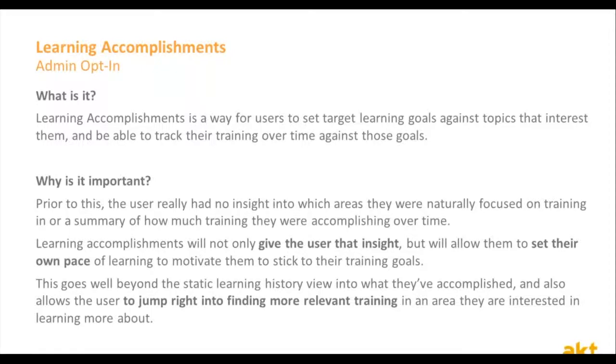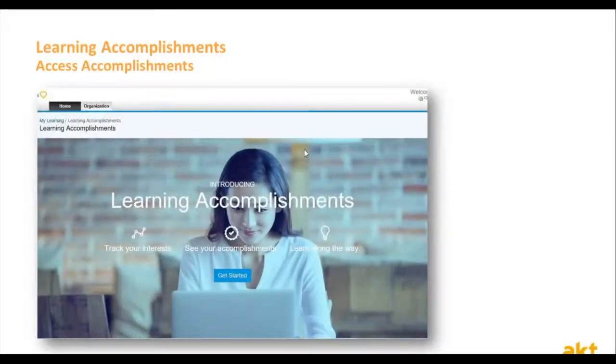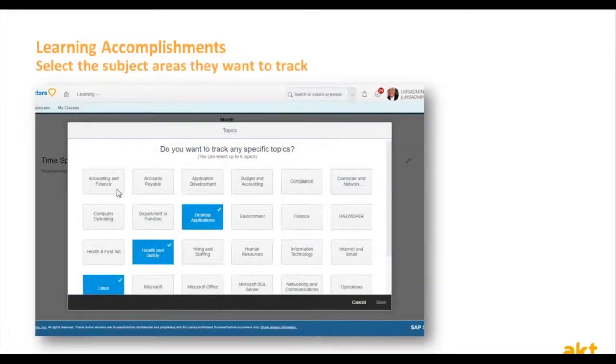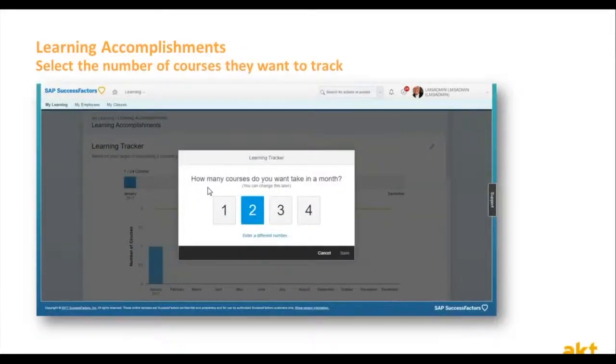It's the learning accomplishments. It's basically a way for users to set target learning goals, to set goals in specific topics, and to track them. You can see here that after you add the workflow, you can see under links the accomplishments. When you click on it, you will see this screen of learning accomplishments. When the user clicks on get started, he will first of all have the option to decide which topics he wants to track. He can, of course, set more than one. Then he needs to decide how many courses he wants to take in a month. There's 1, 2, 3, 4, and of course, he can add a different, larger number here.